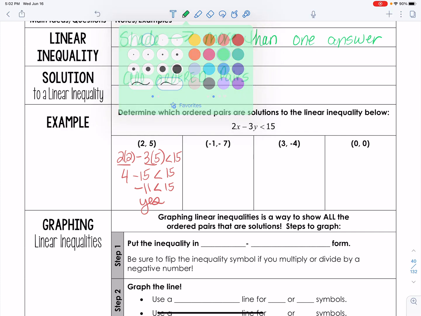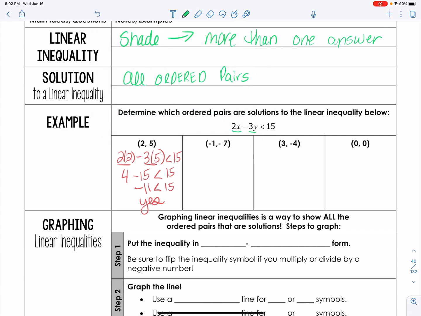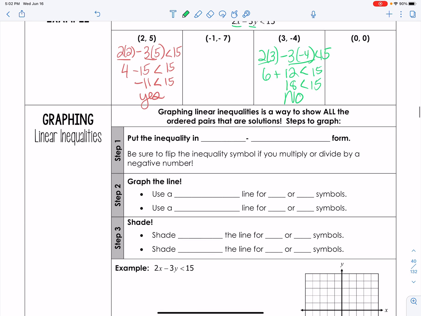So again, you have an x and you have a y, so you're going to do 2 times 3 minus 3 times a negative 4, and you want to know, is that less than 15? So this is 6, and this is a plus 12. So you end up with 18 is less than 15, so the answer is no. So some points work and some points don't, okay?